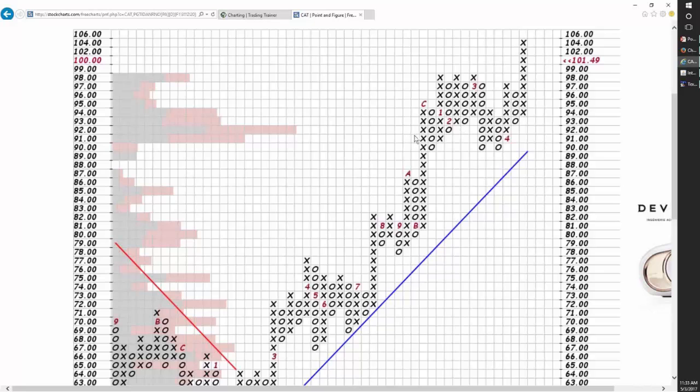That's why we like to see support tested many times, because the more times it gets tested, the more people jump on to the idea that this is the bottom. Same with the top. The more people who have limit sell orders waiting at $98, the higher the probability that when selling occurs, the price is going to drop. Makes sense? How many, with a show of hands, does that make sense?